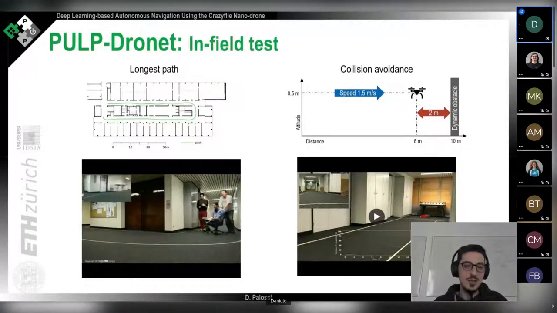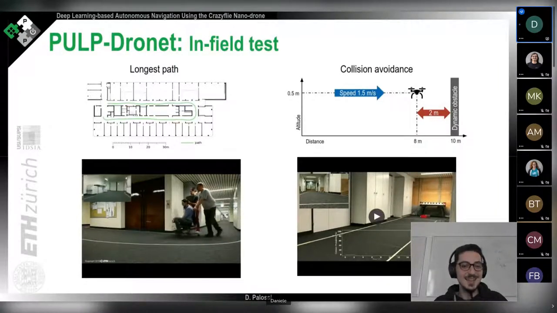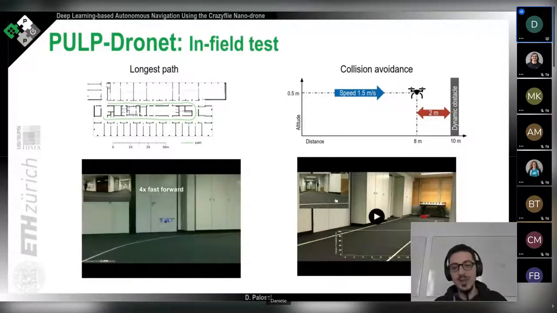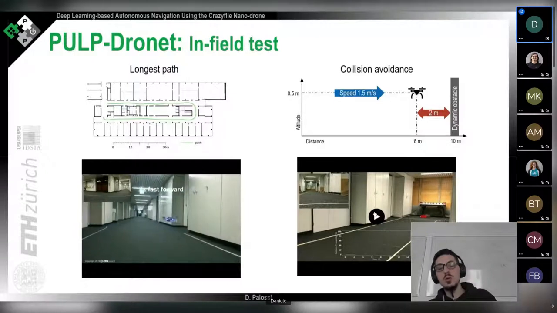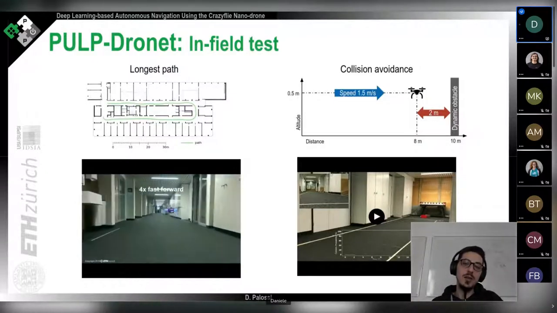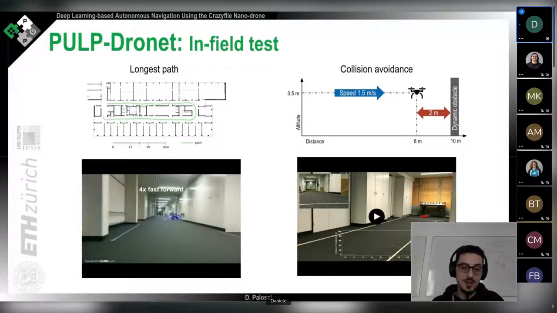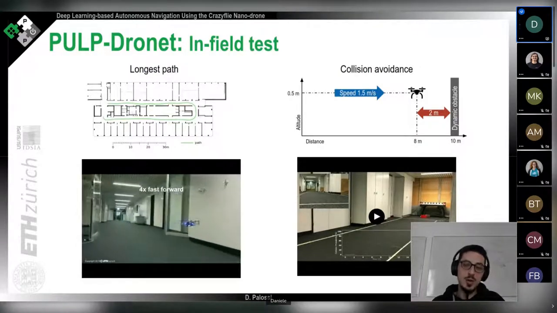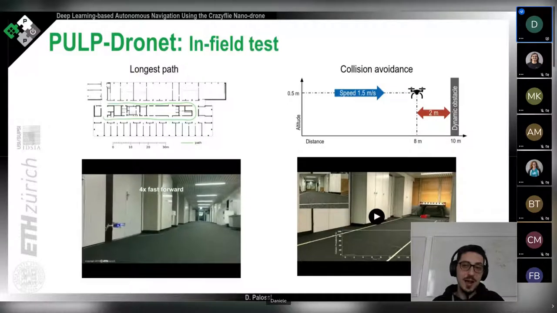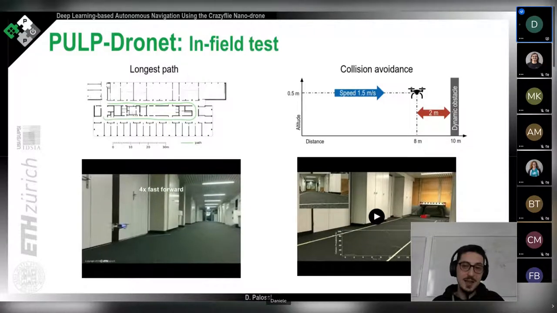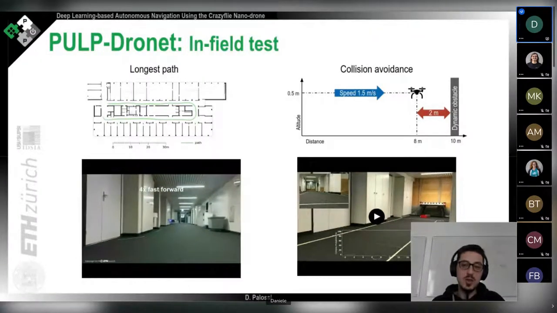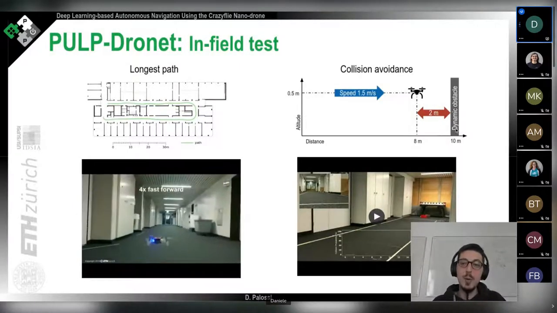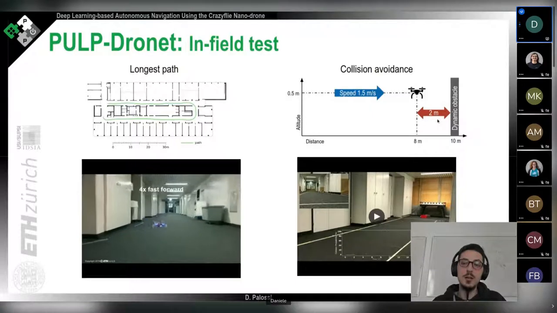And here you can see the drone flying around in the corridor. Then the second test we did was to assess the goodness of the collision avoidance part of the network. And we swept various average flight speeds to identify what was the limit to prevent a collision with a dynamic obstacle popping up only 2 meters in front of the drone.